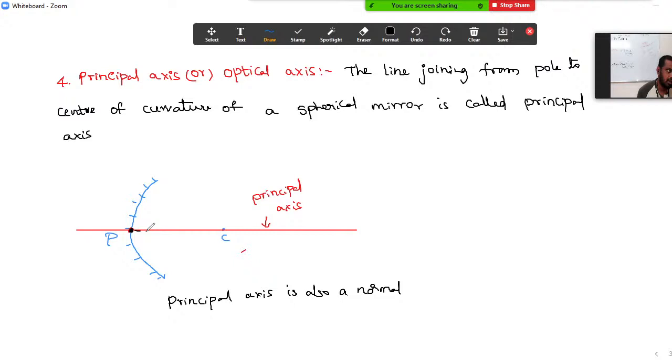And the fifth one is radius of curvature. It is denoted by capital R. See, look at here. Listen carefully: the length from pole to center of curvature, the distance from pole to center of curvature, is called the radius of curvature. Is it clear?